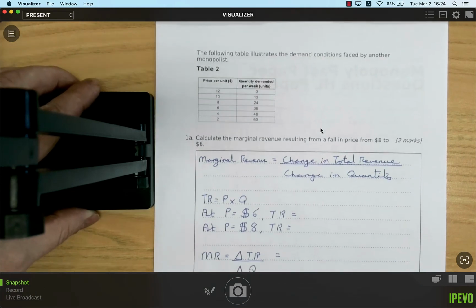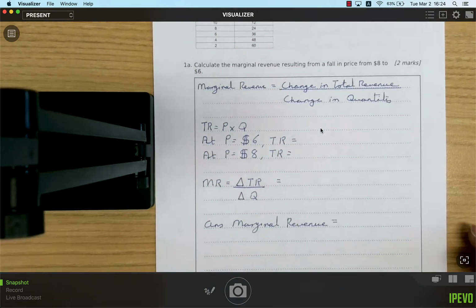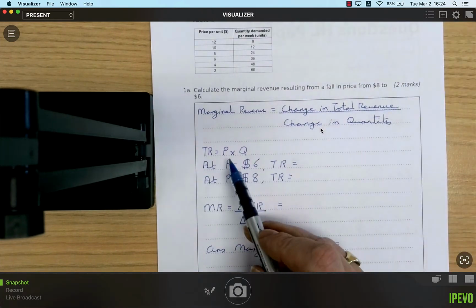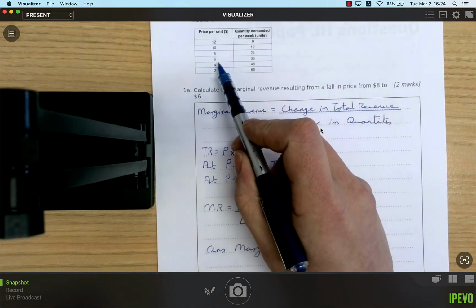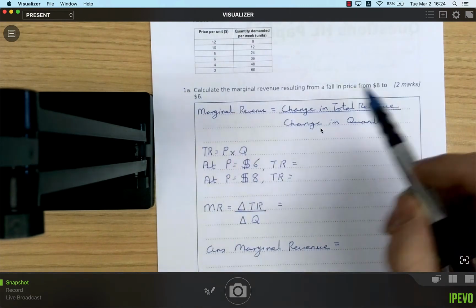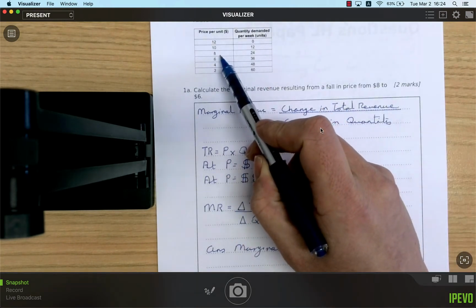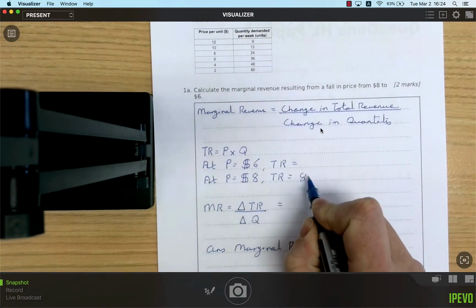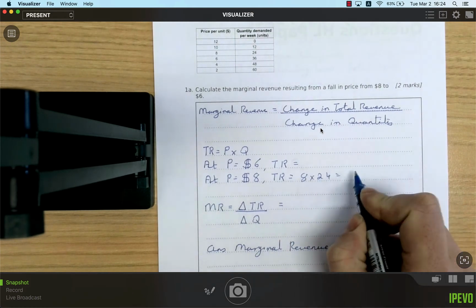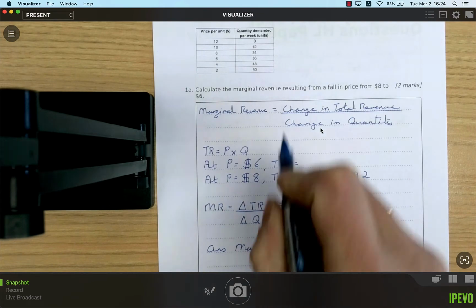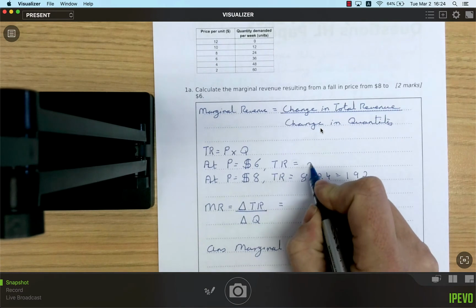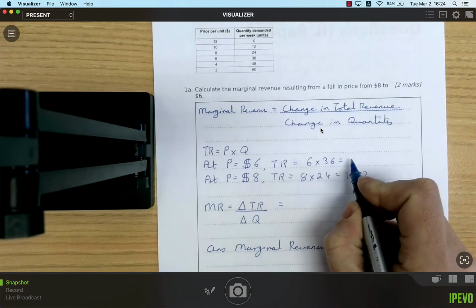So I'm just going to, forgive me while I adjust my camera down. So basically we have to find out the two total revenues that existed at the different prices. Luckily, we know what total revenue is, which is just price times quantity. Total revenue for the first one, because it fell from $8 to $6, was 8 times 24, and I have that working out as 192, and total revenue for the second price was 6 times 36, and I have that working out as 216.